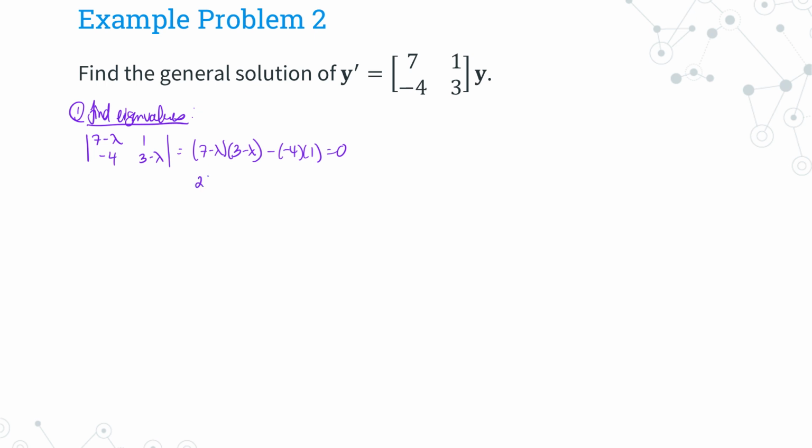So 7 times 3, 21. Let's see here. So -7 lambda and -3 lambda. Oh, sorry, not x, lambda. 7 lambda and -3 lambda. And then plus lambda squared. And then plus 4. So we really get lambda squared minus 10 lambda, and then 21 plus 4 is 25. So that looks like lambda minus 5 times lambda minus 5 to me. So we get our lambda 1 is 5.